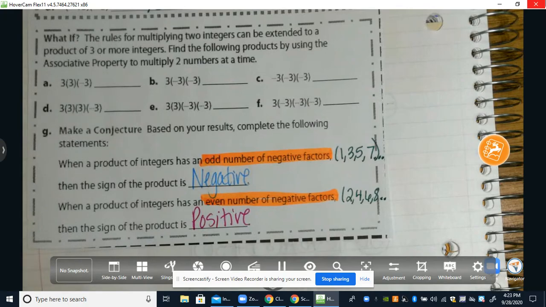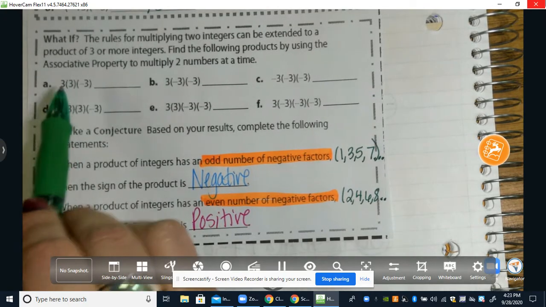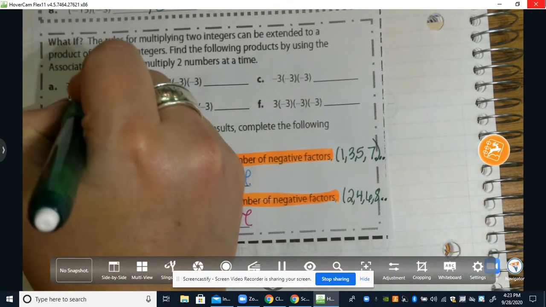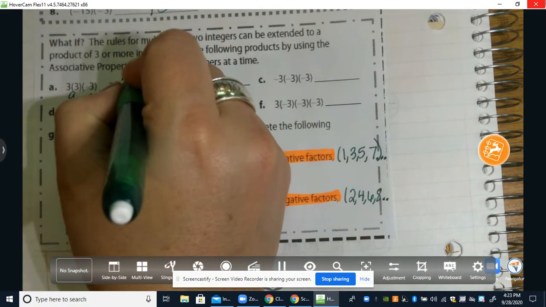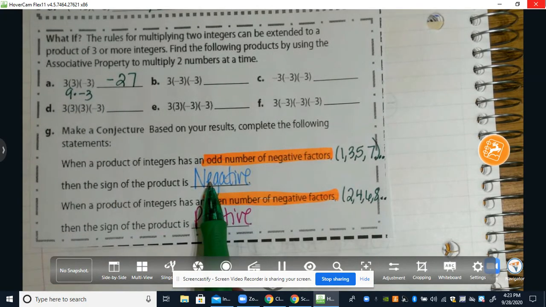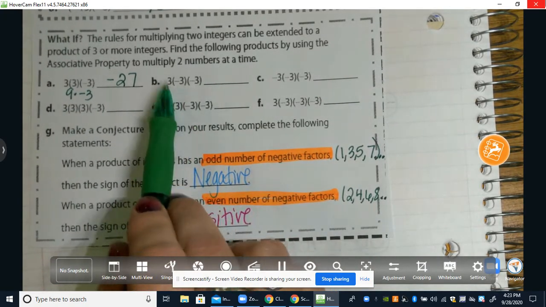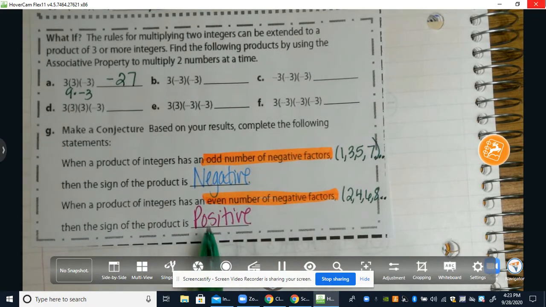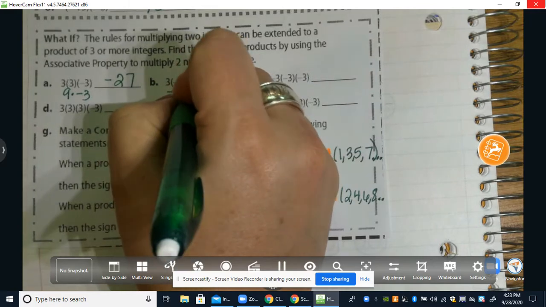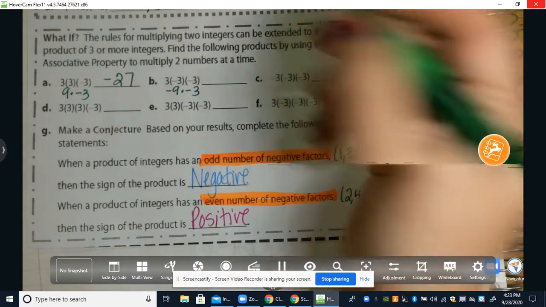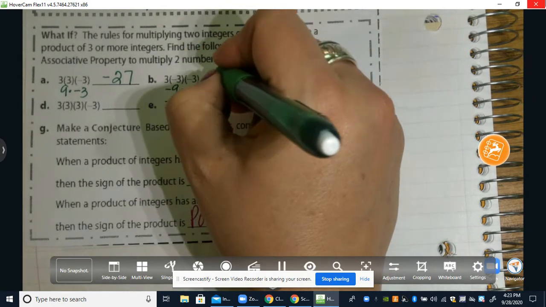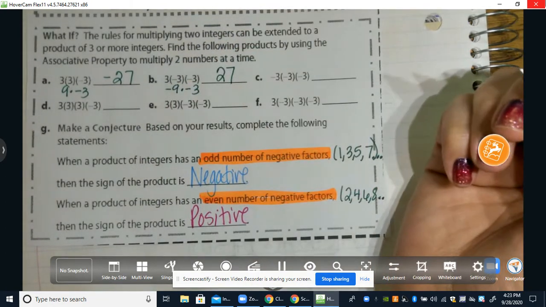Okay, and how we can look at this. All right, so 3 times 3 gives me 9. 9 times -3 gives me a negative 27. There was one negative, one's odd. My answer is going to be negative. Here I have 2 negatives. That's an even amount, so my answer should be positive. So 3 times -3 gives me a negative 9. Negative 9 times a negative 3. 2 negatives give me a positive. So negative 9 times -3 gives me a positive 27.